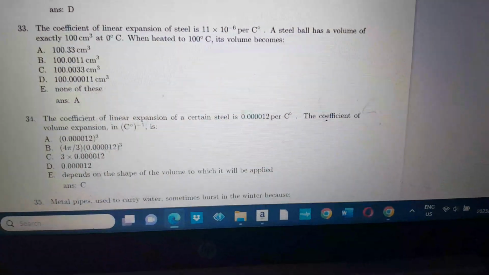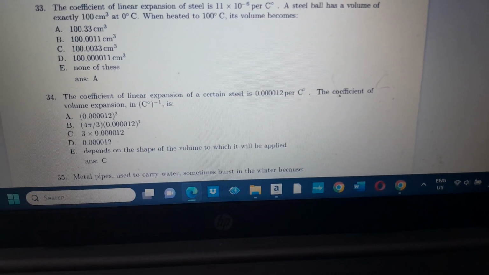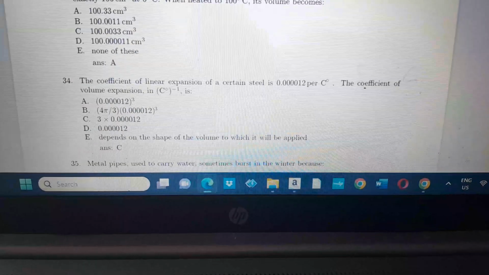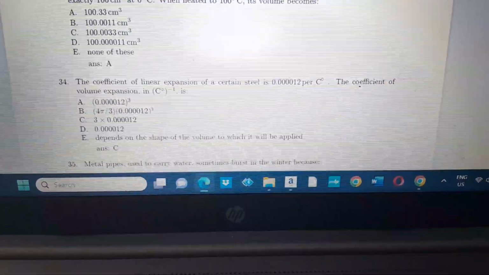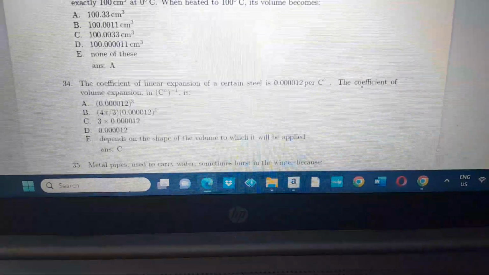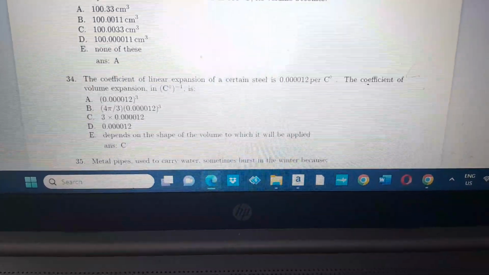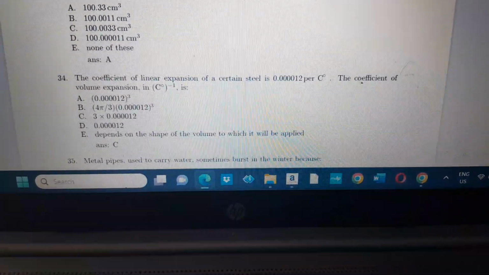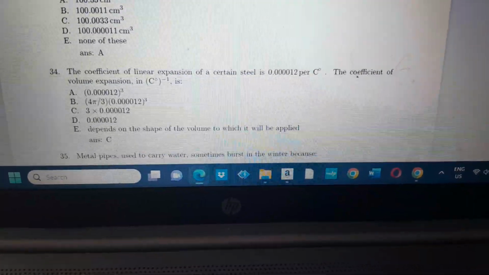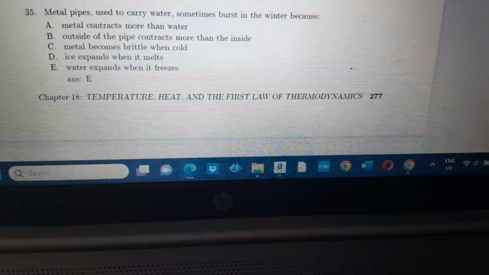The coefficient of linear expansion of a certain steel is 0.00012 per degree Celsius. The coefficient of volume expansion in 1/degree Celsius is C, 3 times 0.00012. I don't know where they get the 3, but it's probably 3 times A.